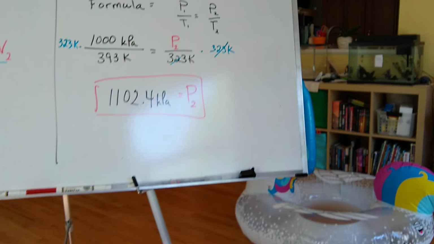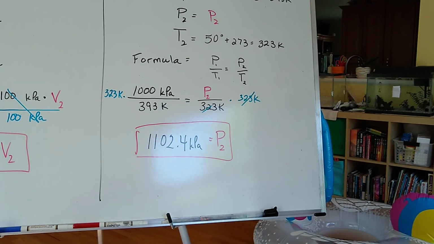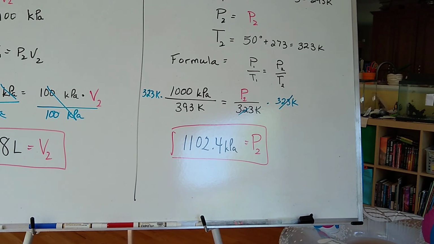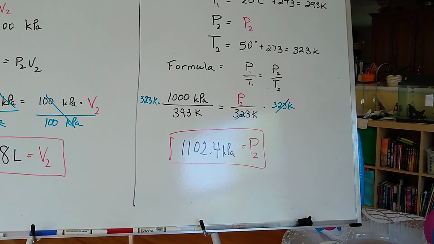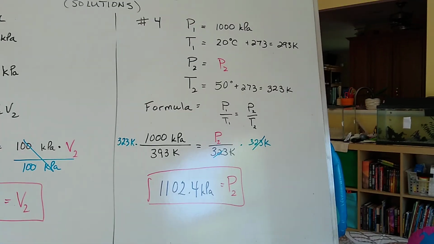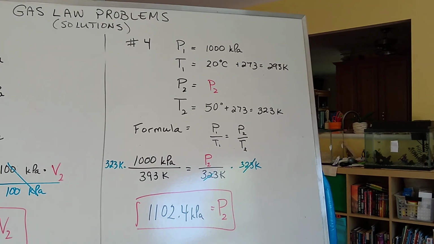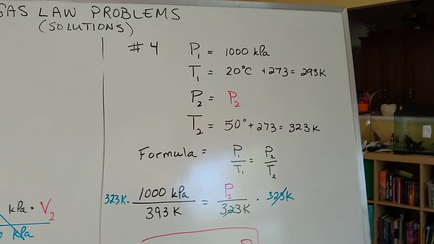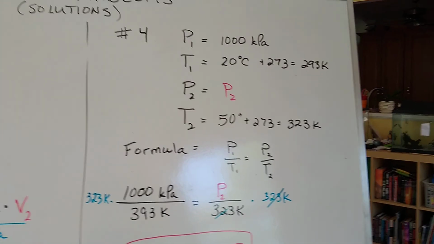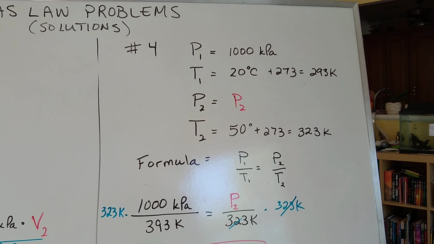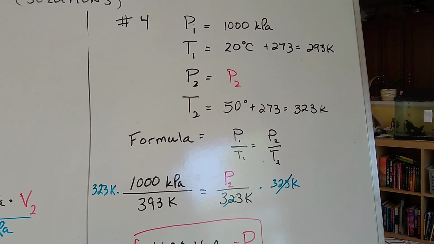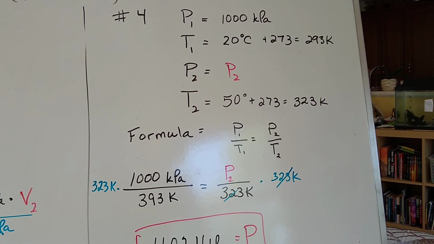The question says, a sealed cylinder of gas contains nitrogen gas at 1,000 kilopascals and a temperature of 20 degrees Celsius. The cylinder is left in the sun and the temperature increases to 50 degrees Celsius. What is the new pressure? So our information, 1,000 kilopascals for pressure and 20 degrees Celsius, which is 293 Kelvin. Our unknown new pressure at 50 degrees Celsius, which is plus 273 gives you 323 Kelvin.